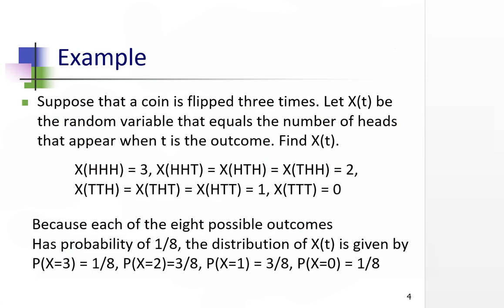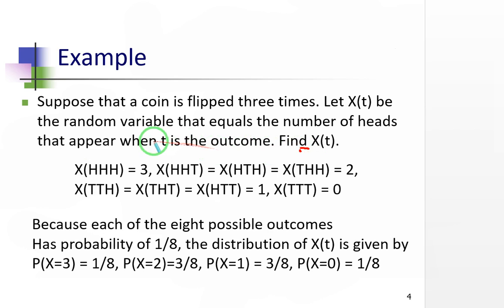So coming to the example, suppose that a coin is flipped 3 times. In a coin we have head and tail. Let X(t) be the random variable that equals the number of heads that appear when t is the outcome. Find f(t).